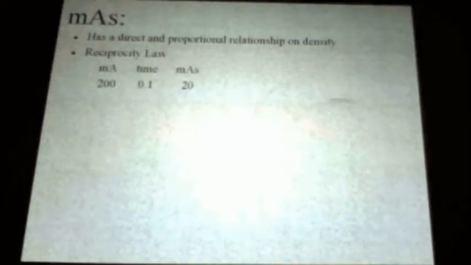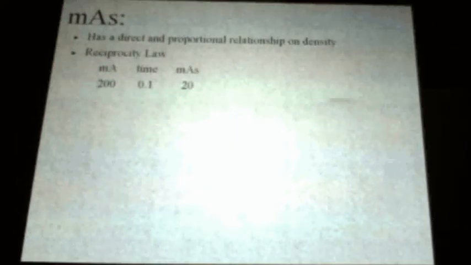Okay. So let me give you some examples of it. You're going to make 3 columns here, one for MA, one for time, and then together mass. So here's our first technique, 200 MA at 1/10 of a second. Multiply those two together, and it will give you 20 mass. So the definition of the reciprocity law is any combination of MA and time that gives you the same mass.